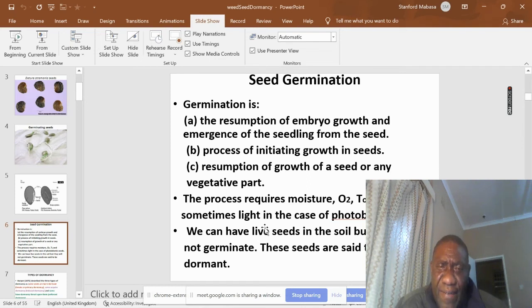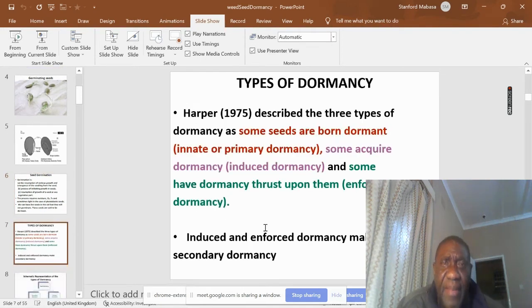We can have live seeds in the soil, but they will not germinate. These seeds are said to be dormant. So the seeds which will not germinate in the presence of favorable conditions are considered to be dormant.